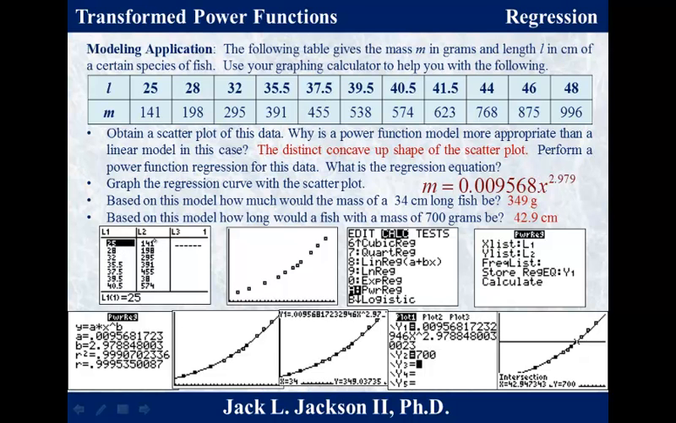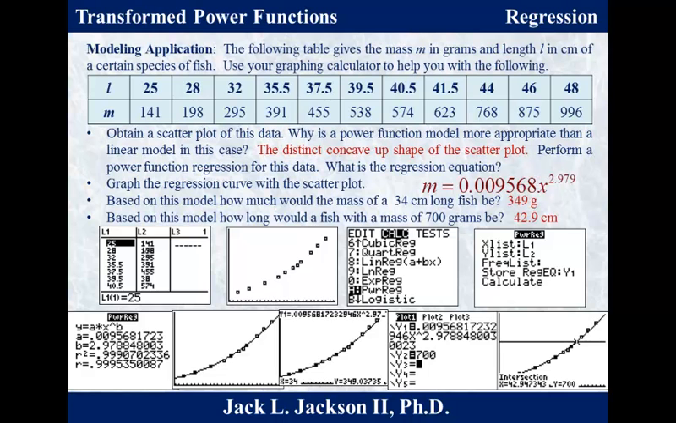Right arrow to L2. Press the Y's in the same order, of course. They've got to match up. So you see the ordered pairs lined up here. And so then 141, enter. 198, enter. 295, enter, and so forth. So by the way, this is mass in grams and length in centimeters of a certain species of fish. And we're going to see if we can find a relationship here.